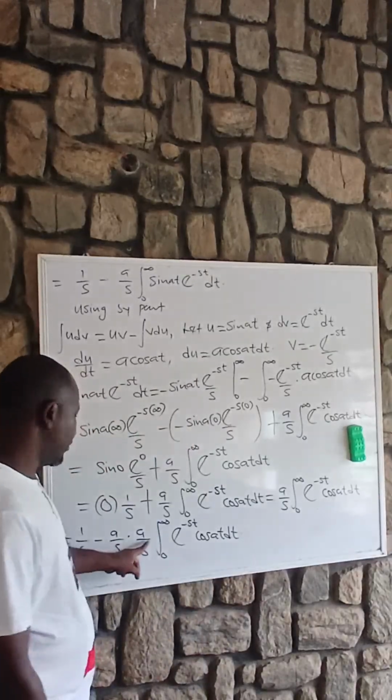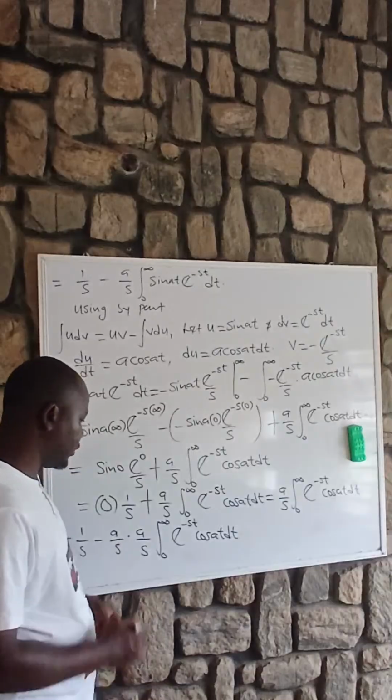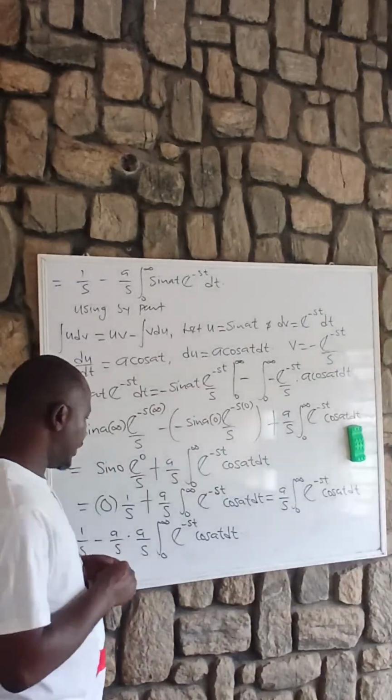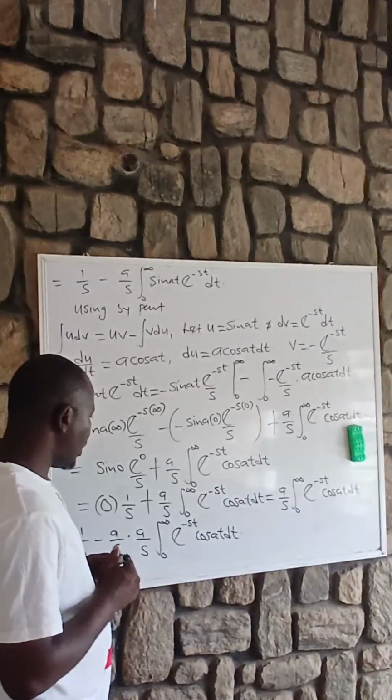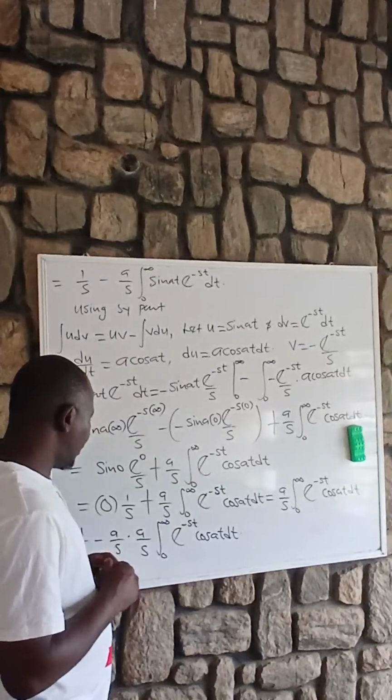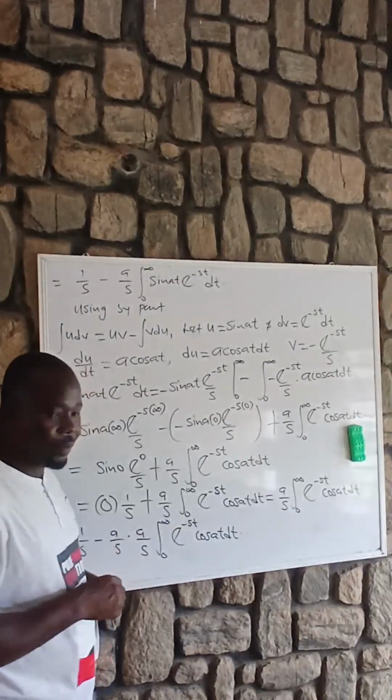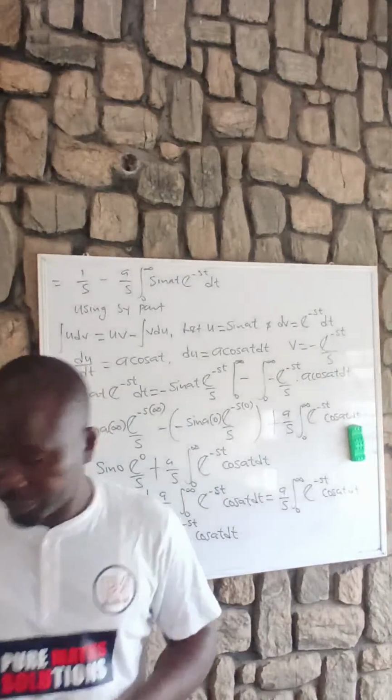So if we multiply this, what are we supposed to add? What are we supposed to add? Look at it very well.